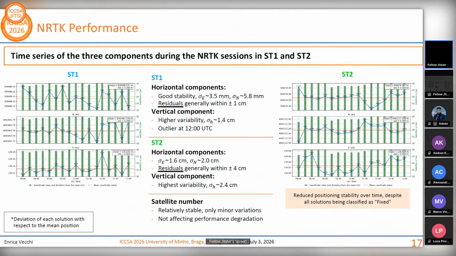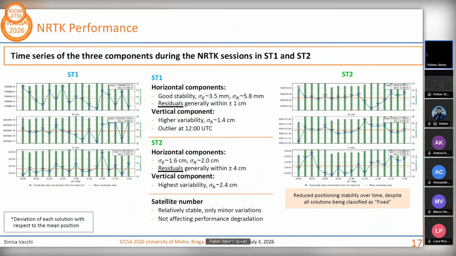millimeters for easting and northing component. The residuals, by which we mean the differences of each solution with respect to the mean one, are generally within 1 centimeter, so the stability is very good, but there is a higher variability for the height component with a sigma around 1.4 centimeters. What happens in the obstructed area is that the horizontal components reach 1.5 and 2 centimeters of sigma values.